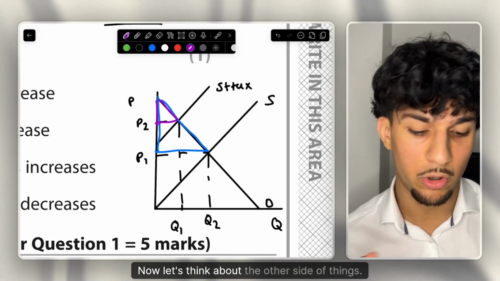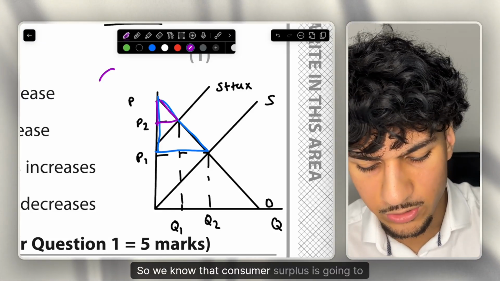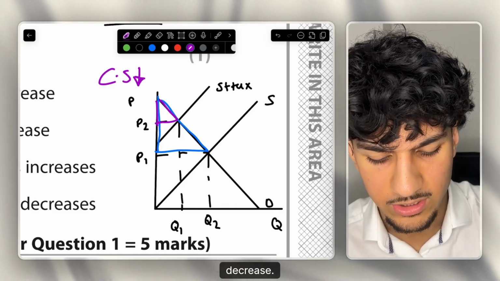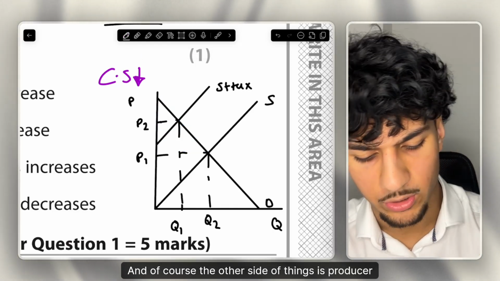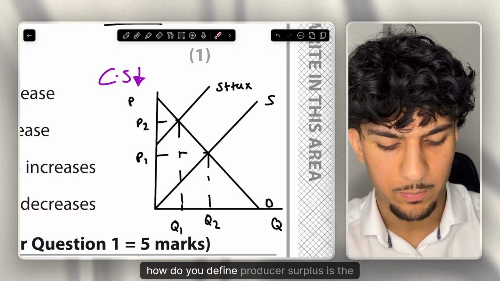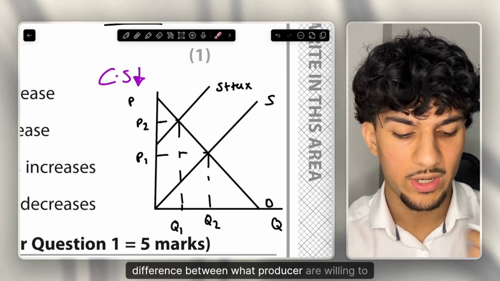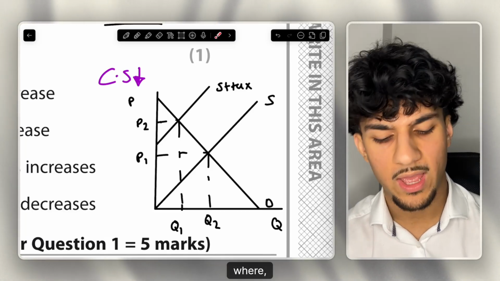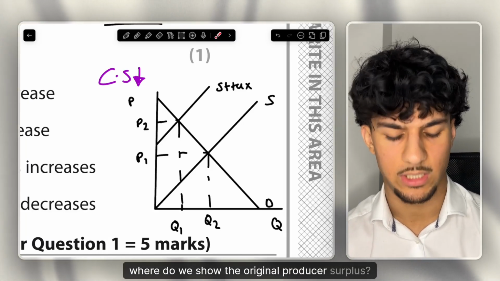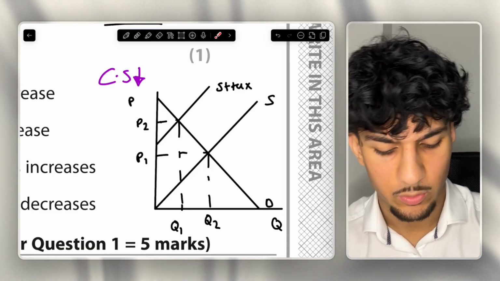So we know that consumer surplus is going to decrease. Now let's think about the other side of things. And of course, the other side of things is producer surplus. Now, how do you define producer surplus? It is the difference between what producers are willing to sell for and what they actually sell for. So now let's think, where do we show the original producer surplus? This would of course be the inverse. It would be this triangle here.